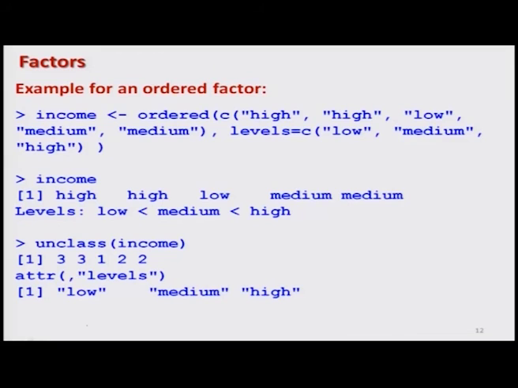Now, I take another example. Suppose I want to have a factor for a data set in an ordered way, or we want to have an ordered factor. What is the difference between ordered and, say, unordered?